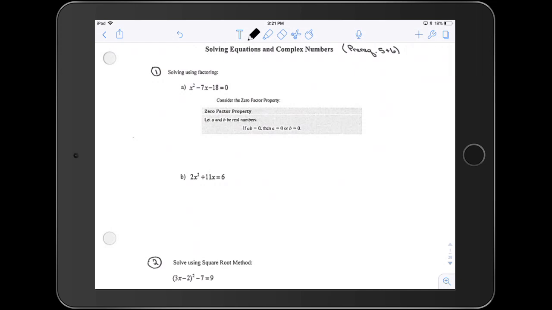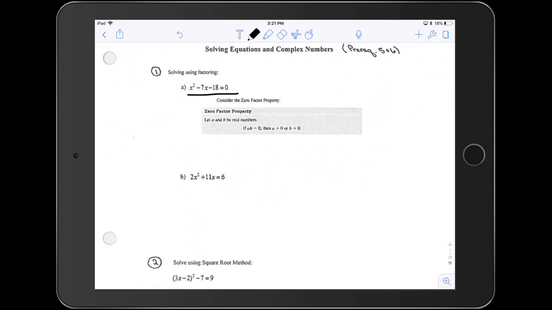Nothing here is anything that you've never seen before. This is all very much a review before we get into Unit 2. The first thing is solving equations, quadratics in particular. In this case, we're solving this quadratic equation, x squared minus 7x minus 18 equals 0.